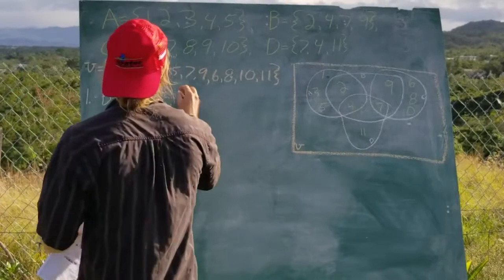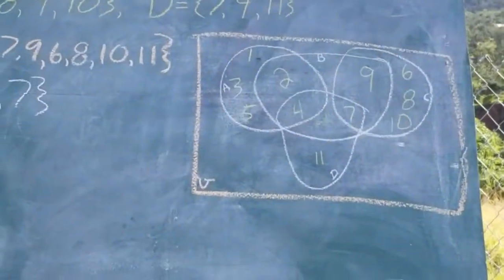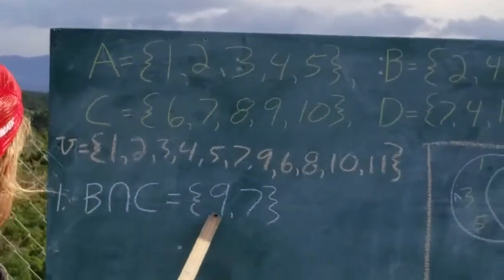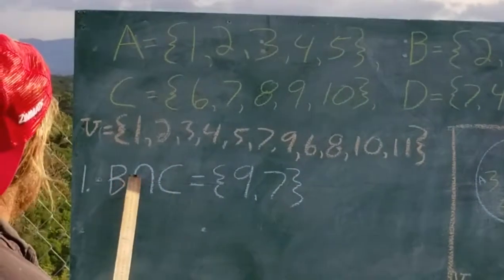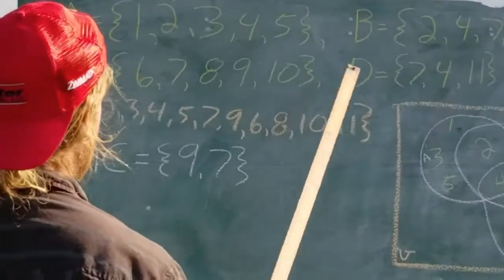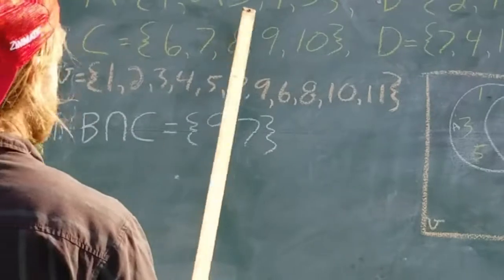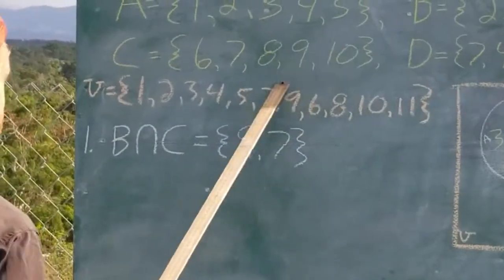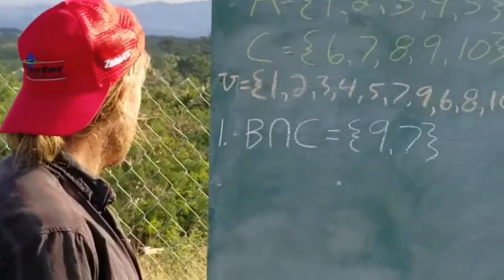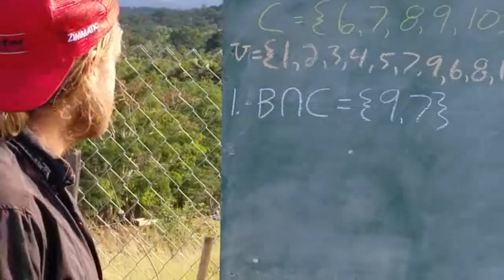So let's put in 9 and 7 tentatively, and let's check based on our sets up here. We're saying 9 and 7 should be the only elements that are common to both sets B and C. B has a 2, does C? No. 4? No. 7? Yes. 9? Yes. All right, very good, we match. So the answer to problem number 1: the intersection of sets B and C is the set consisting of the elements 9 and 7.